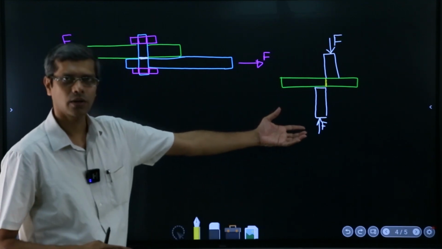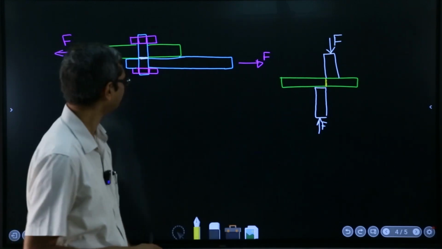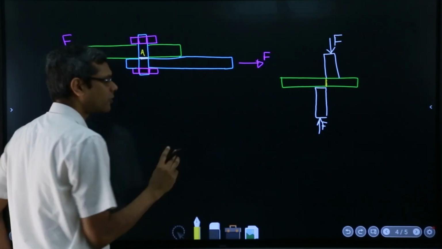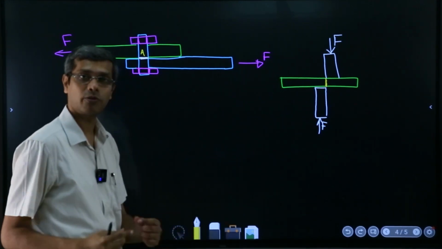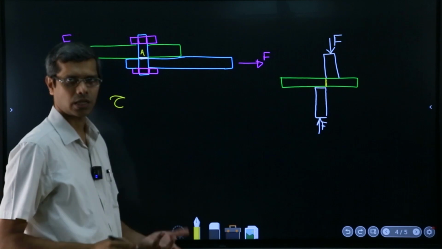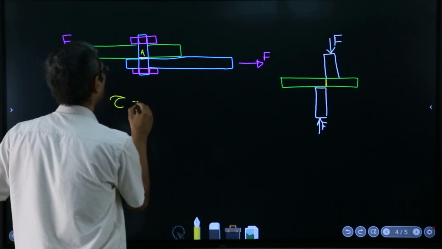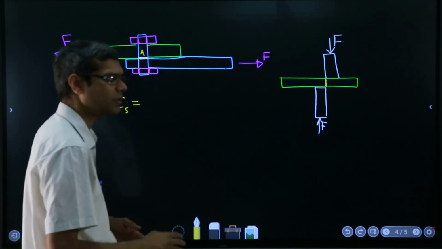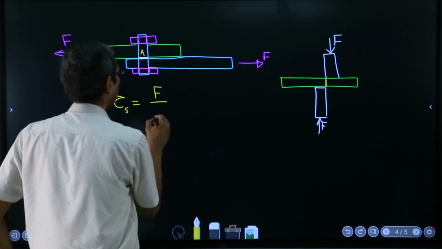So that's the general schematic of where a shearing force will be developed, and here it's a situation with a pin joint. This area of cross section I'll write as A, the area of cross section of the pin joint, which is the area responsible for creating the stress. Here we generally represent shear stress as tau, and S is for shear, will be equal to F over A.